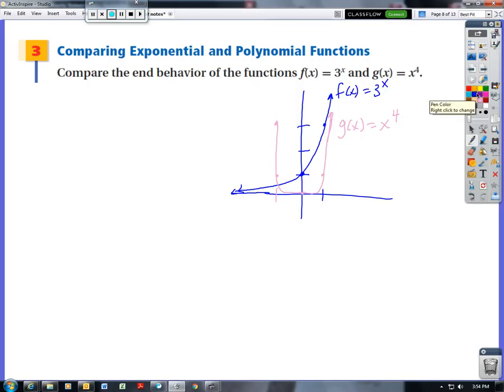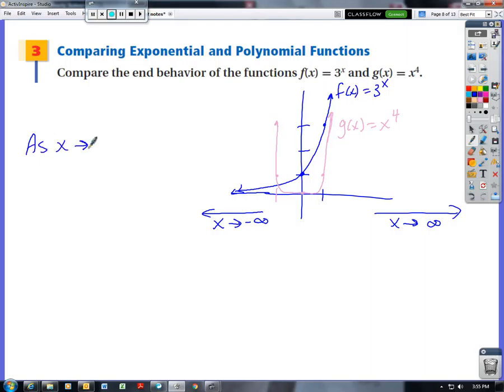So now we get to describe the end behavior. Remember when we describe end behavior, we're looking for when the x's get really large in the positive direction, so as x approaches infinity, in other words, and as x gets really large in the negative direction, or as x approaches negative infinity. So we'll write it up the way the book does.